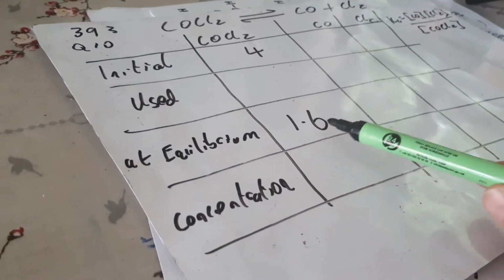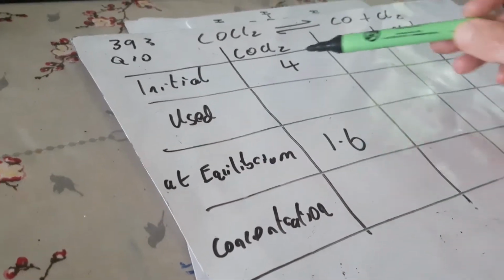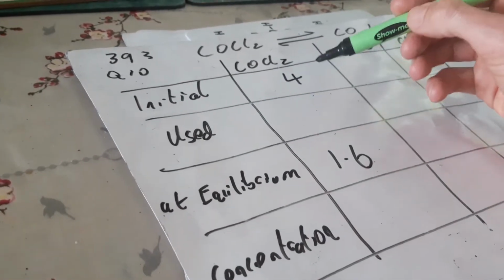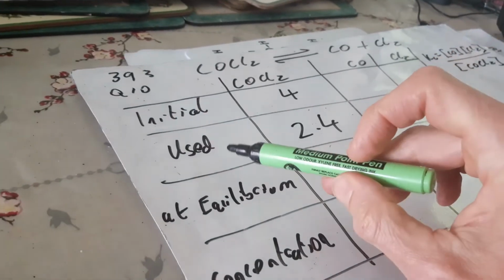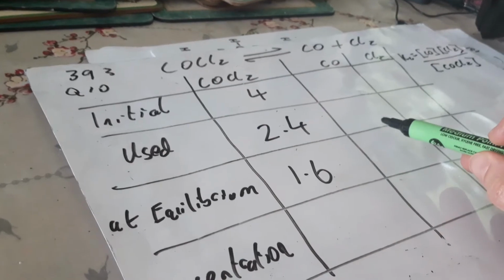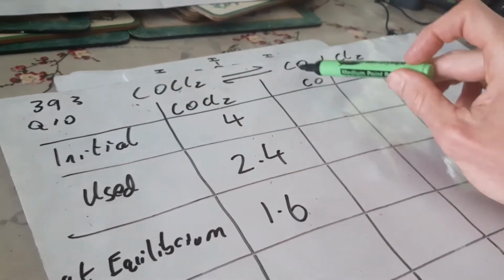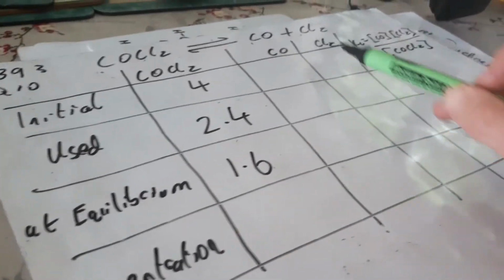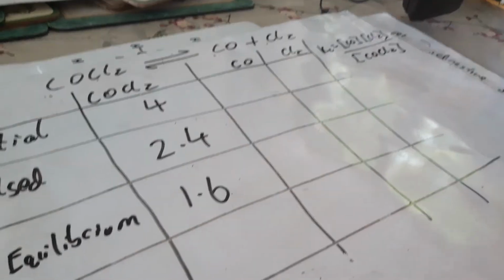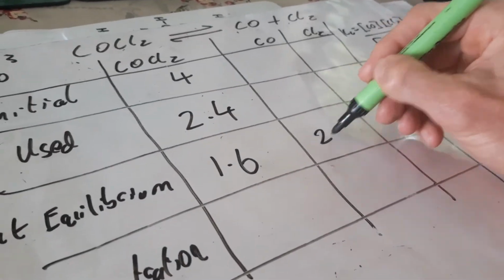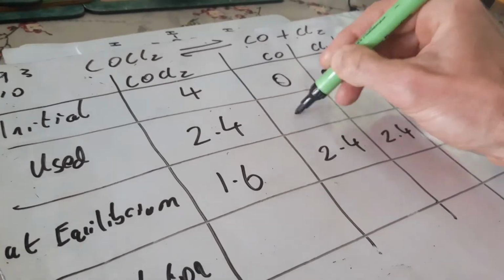If that's what's left at equilibrium, how much has been used up? It has to be the difference between what's left and what was there at the start, which is 4 minus 1.6, which is 2.4 moles. Now, if 2.4 moles of this gets used, the molar ratio is 1 to 1 to 1. So 2.4 moles of carbon monoxide must be produced and 2.4 moles of chlorine must be produced at equilibrium. We write in 2.4 there and 2.4 there, and obviously we had 0 of those at the start.